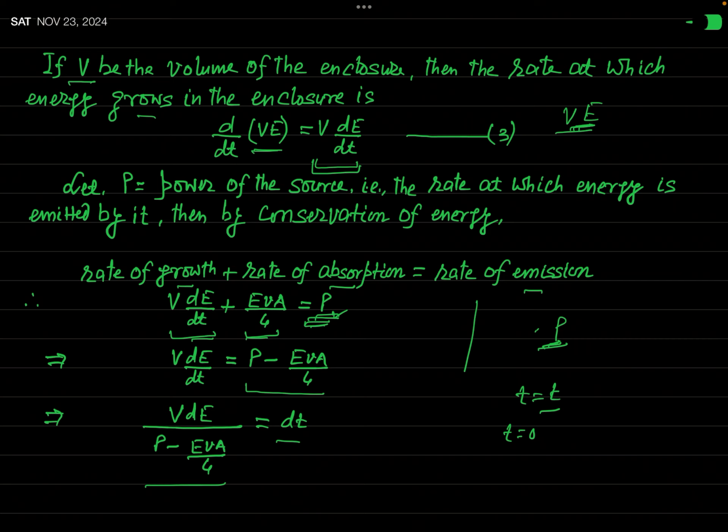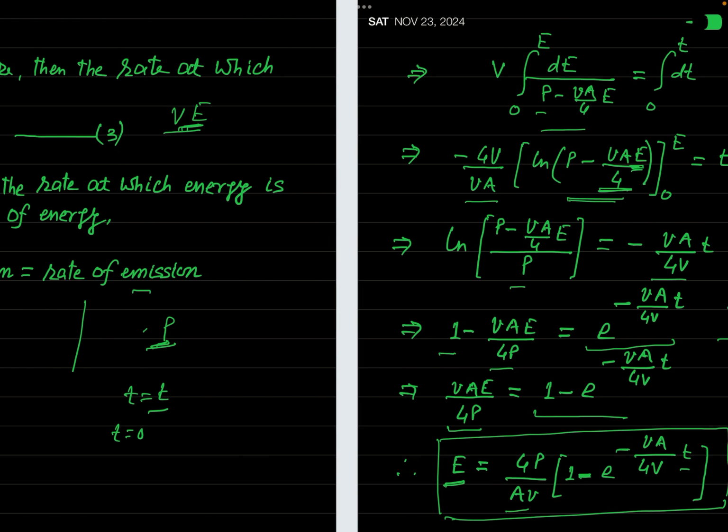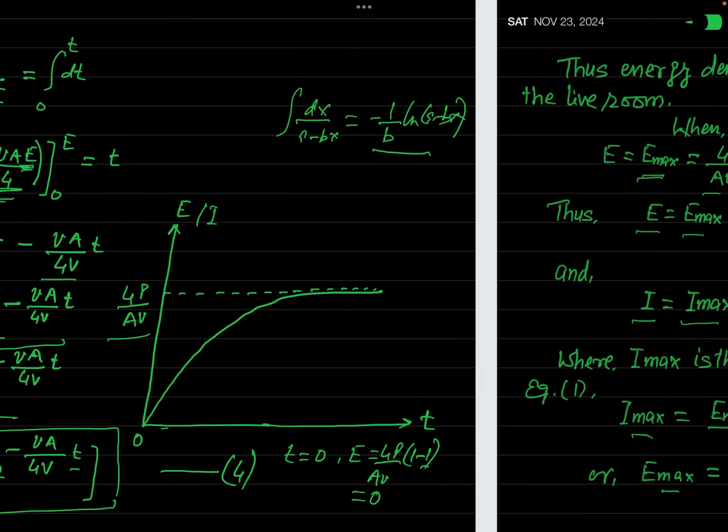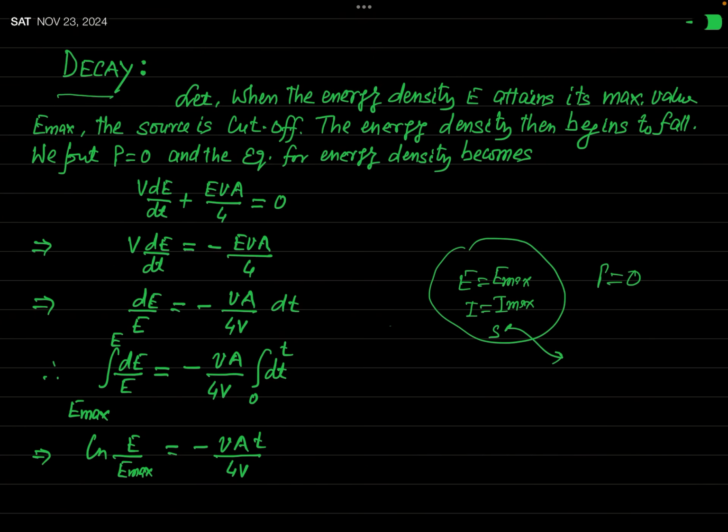And the sum of the rate of growth and the rate of absorption will be 0. Why? In that condition, there will not be a growth of energy density, but a decay of energy density. So one term in this expression will be positive and another negative, and their values will be the same, so their sum is 0.